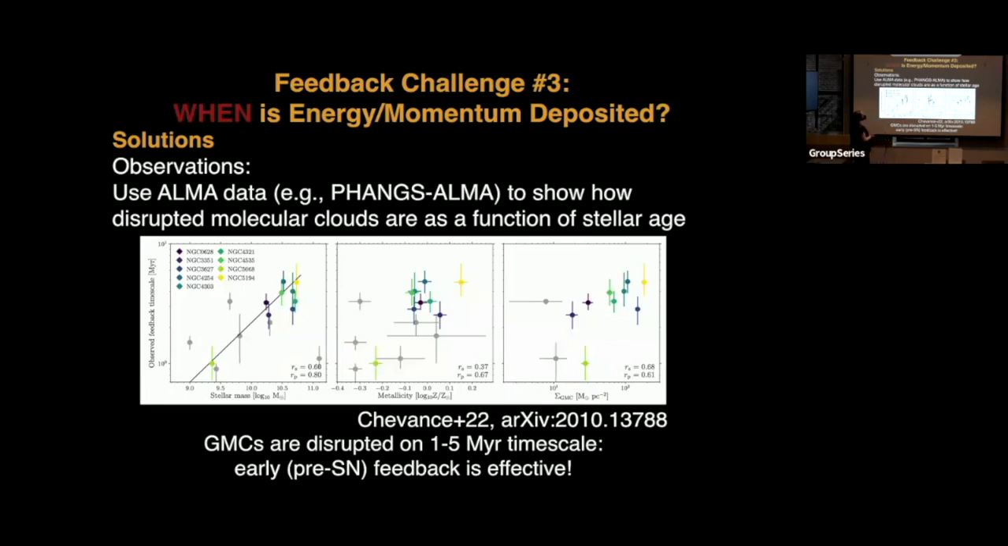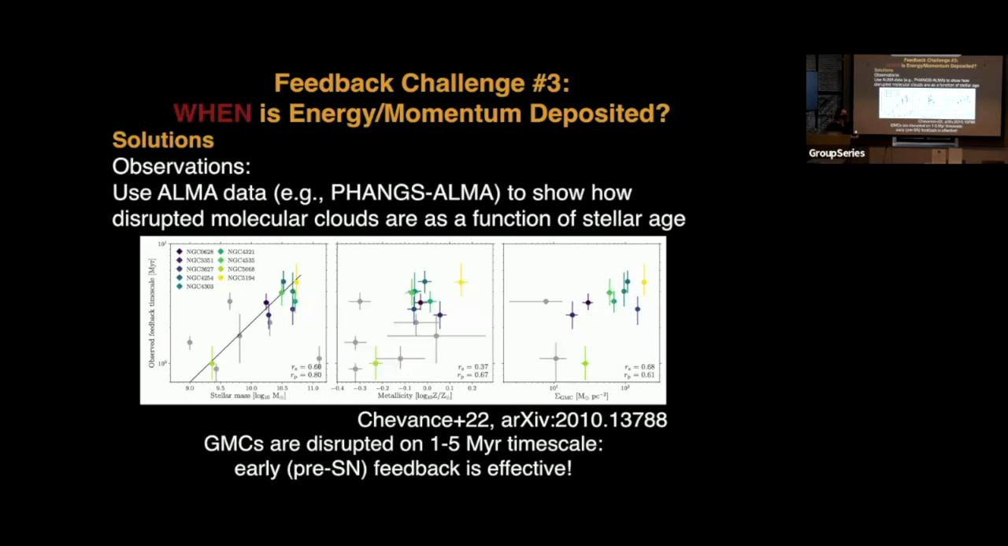Okay, so let's see. An interrelated question of where the energy and momentum are deposited is when the energy and momentum are deposited. We can actually try to answer this question observationally as well. This is a nice paper by Melanie Chevance from last year, who took the PHANGS ALMA data of 9 galaxies and saw how disrupted the molecular clouds were as a function of stellar age. These show the feedback timescale as a function of stellar mass, metallicity, and GMC surface density. And Melanie found that in general, the giant molecular clouds were disrupted on 1 to 5 megayear timescales.